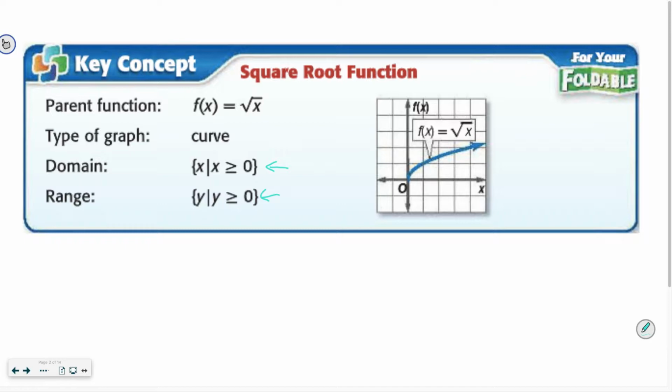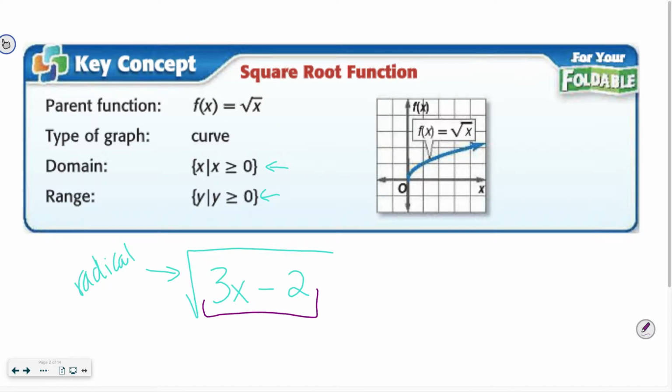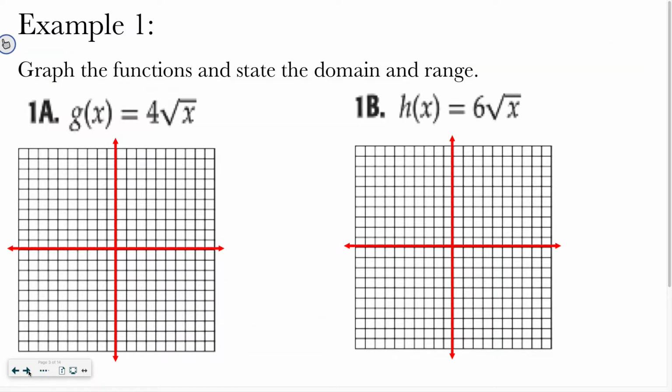Some quick vocab. If I gave you the square root of 3x minus 2, the square root symbol, another word for that is radical. So you'll hear me call it a radical. And then the inside portion here is called a radicand. So we have the radical, which is the symbol, and the radicand is everything underneath that square root. Okay, so let's start with example 1.